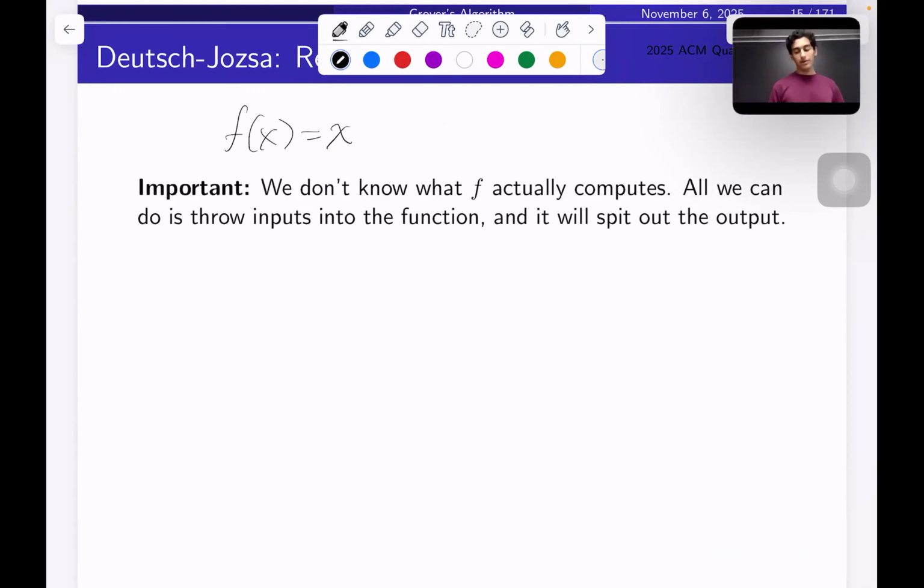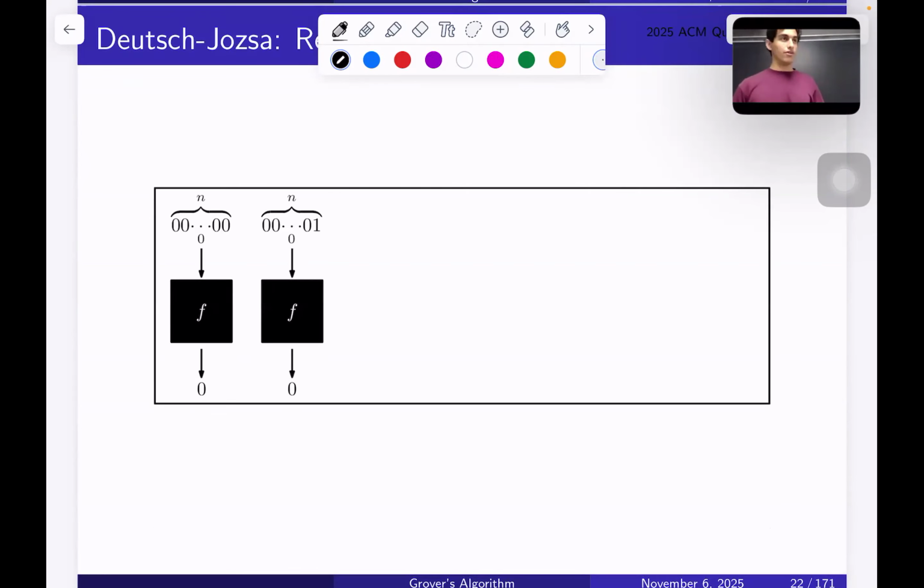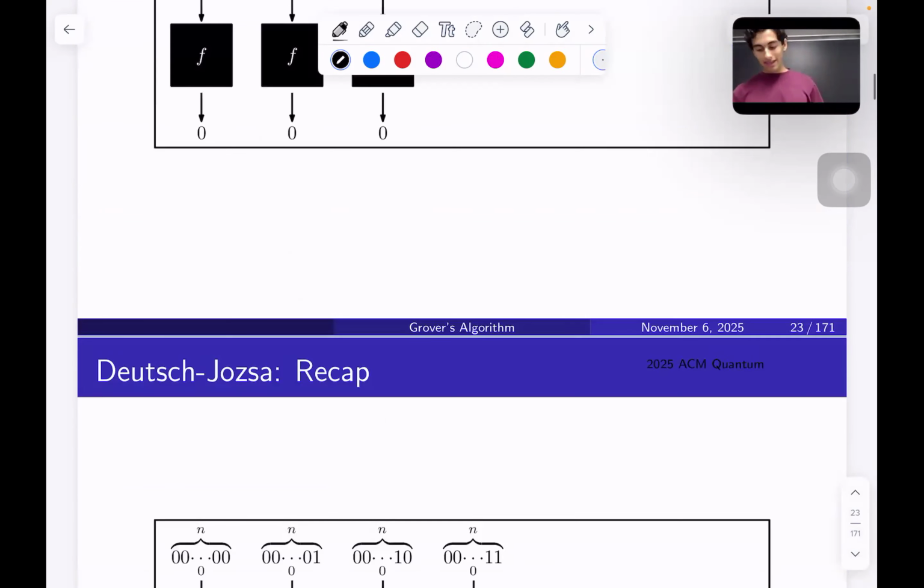Our classical solution was to pretty much brute force it. You start with all zeros, input it into the function, and read the output. Then you add a one at the end, the binary equivalent of one, and throw it in the oracle. We call it an oracle. You call f on it and examine its output. If they match, you keep going, and you just keep repeating.